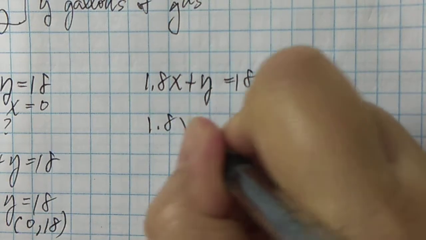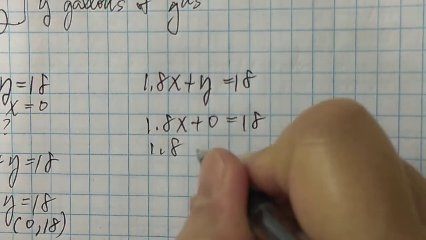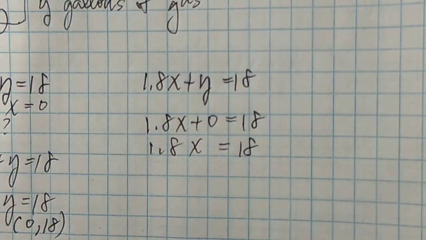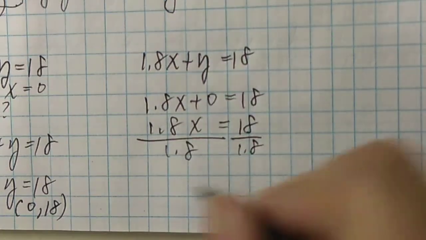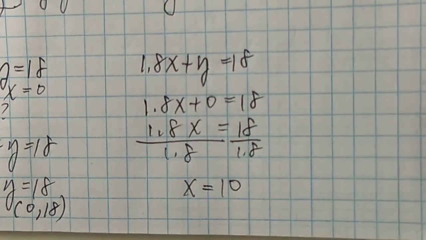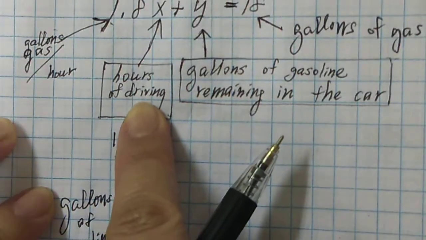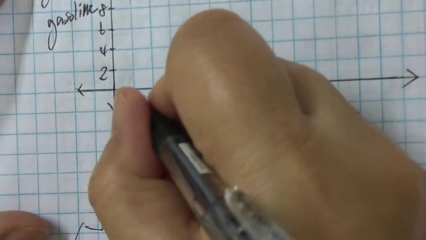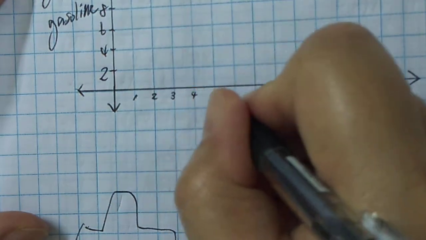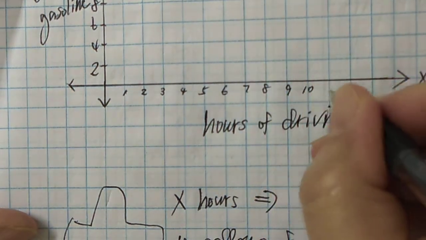So 1.8x plus 0 is 18. That means 1.8x is equal to 18. Divide both sides by 1.8. x is equal to 10. So x equals 10. x stands for the hours of driving, right? So I'm going to use this 1, 2, 3, 4, 5, 6, 7, 8, 9, 10, 11, 12.